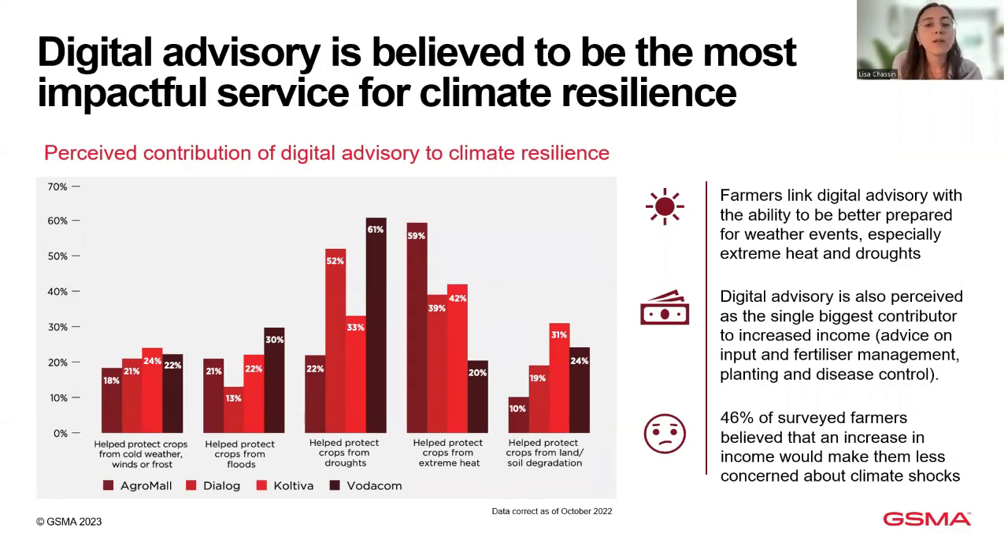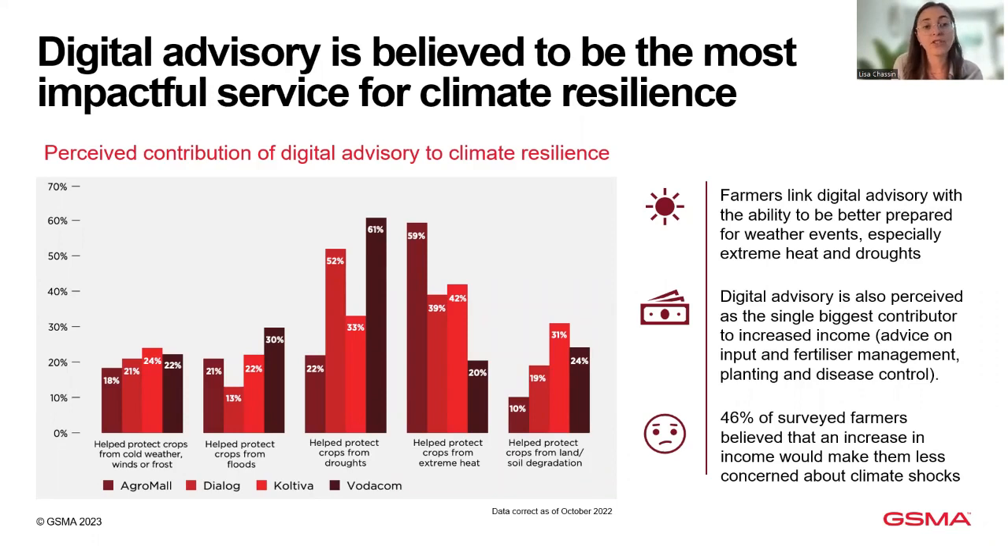And so what's specifically helping farmers to be more resilient to climate change? So for the most part, it was the ability to protect their crops from weather events, including from extreme heat and from drought. And it was also the ability to anticipate short-term and future weather events.